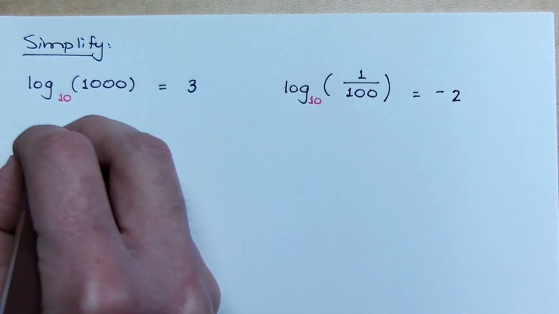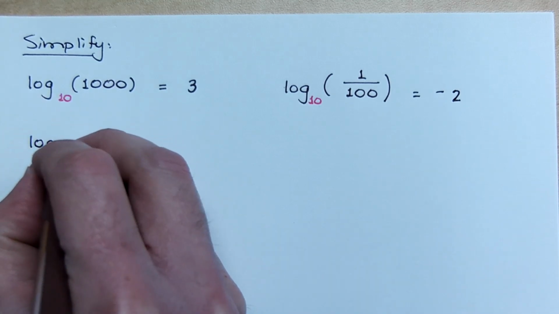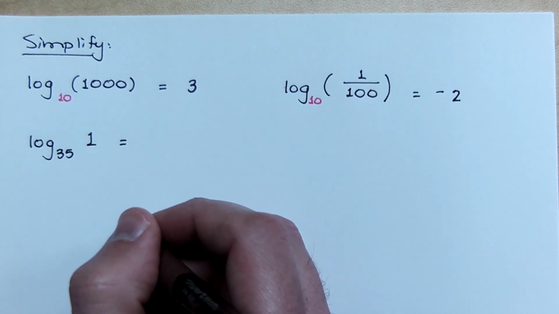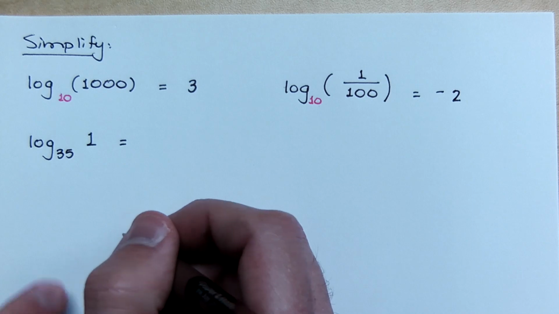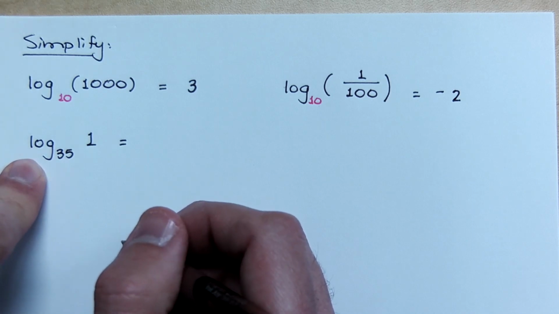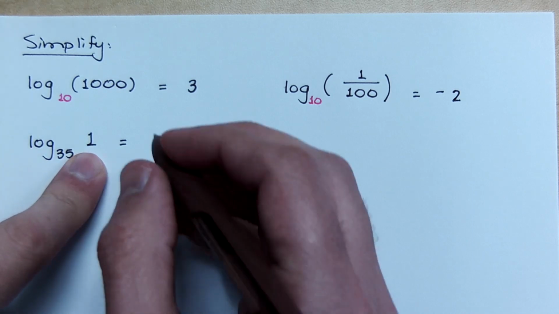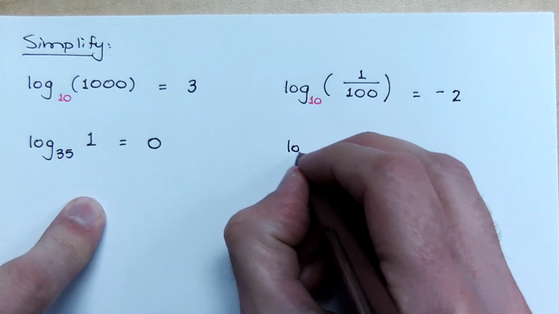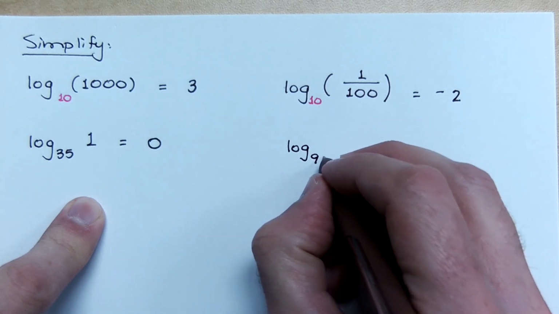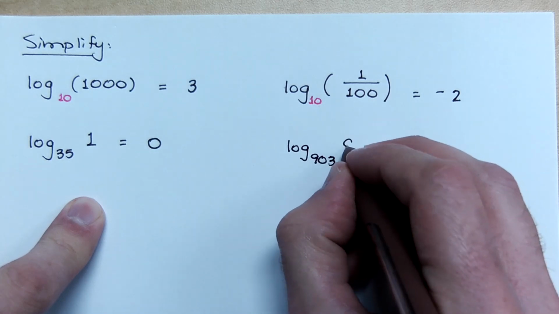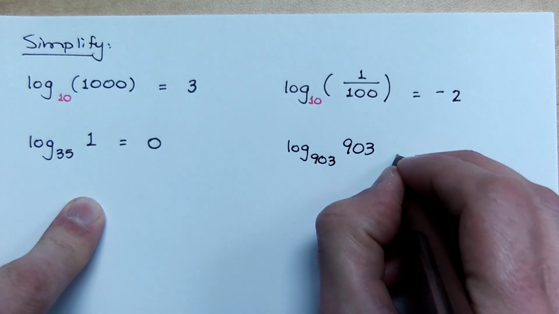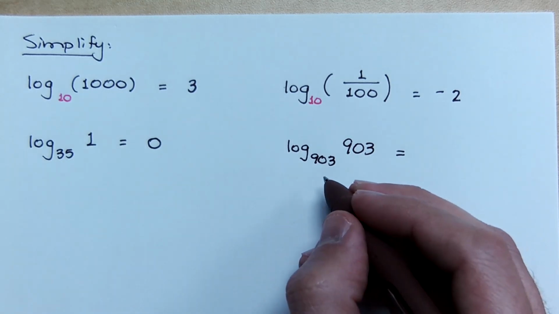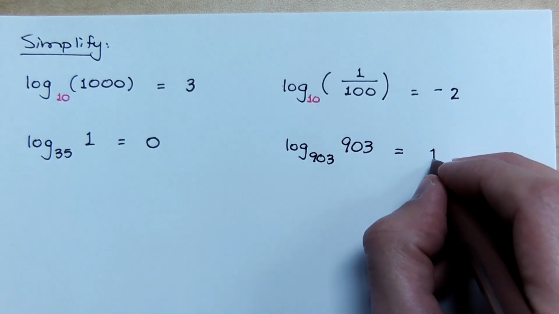Some other quick ones for those of you who are just barely paying attention here. If I say, what's log base 35 of 1, what would you say? Remember, the answer to the log is the power. What power of 35 gives you 1? 0. Right? What if I say log base 903 of 903? What would you get? What power of 903 gives you itself? 1. That power is 1.